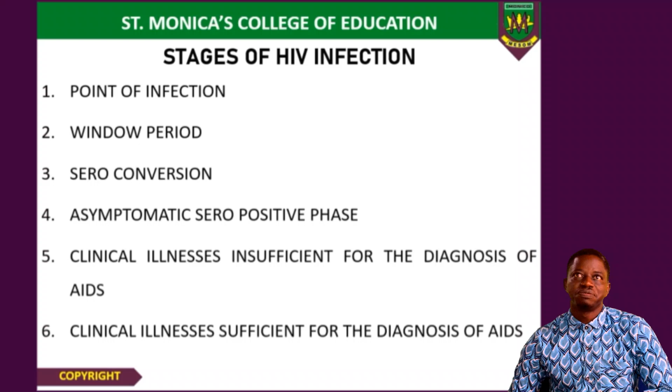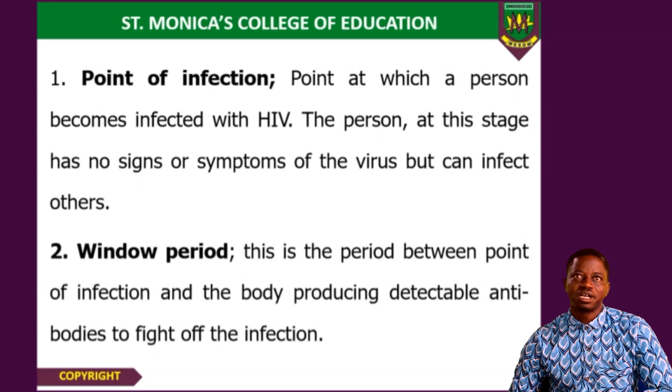When we talk about point of infection, it is the point at which a person becomes infected with HIV. The person at this stage has no signs or symptoms of the virus, but can infect others. Assuming you have unprotected sexual intercourse with an AIDS patient, within that particular period, when they subject your blood to an HIV test, the results will return negative, but you can still infect others. So we call it point of infection.